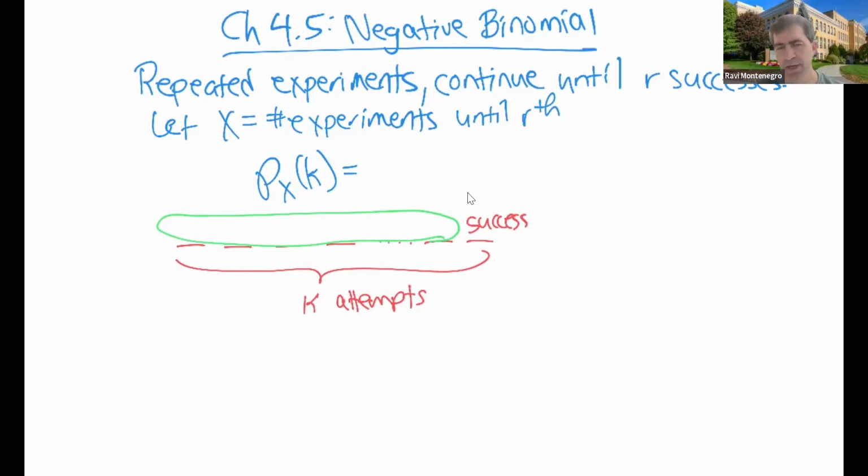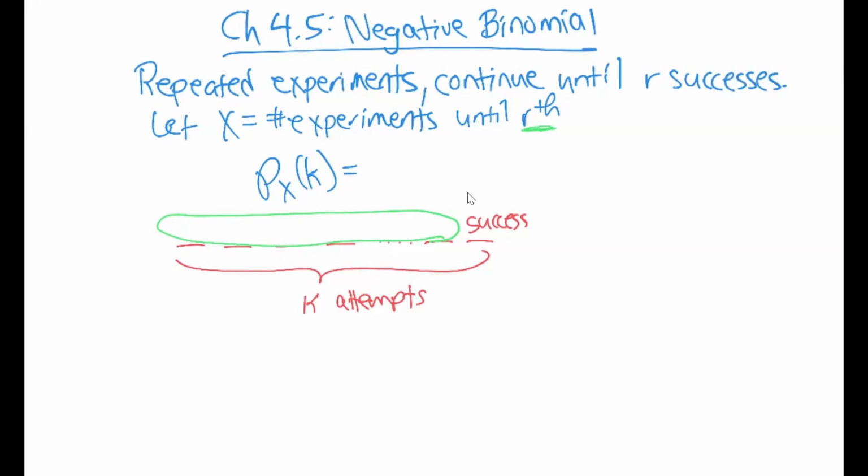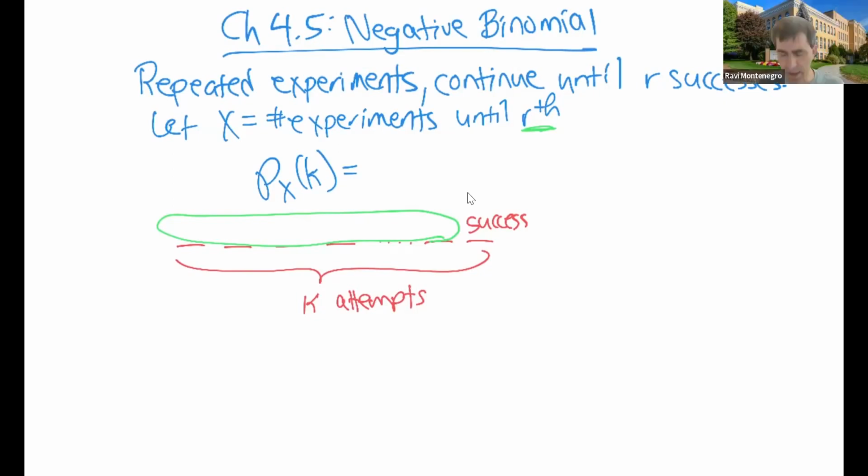Yeah, so in the geometric case, we wanted the first success to be at that last time. But now we want r successes. So how many successes happened before the end? That would be k minus 1. Yeah, almost. r minus 1. So we have r minus 1 successes, and then we have our rth success, and that's when we stop. Because in this setting, it was the number of experiments until the rth success.